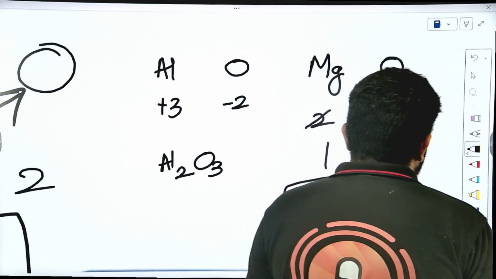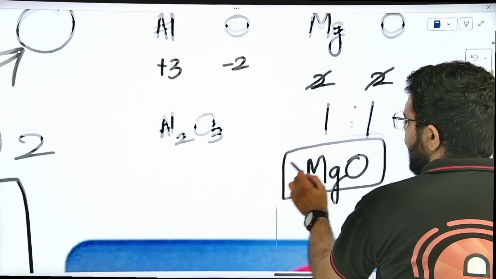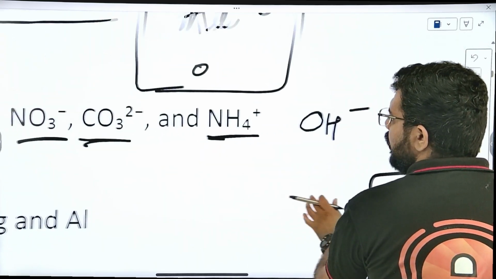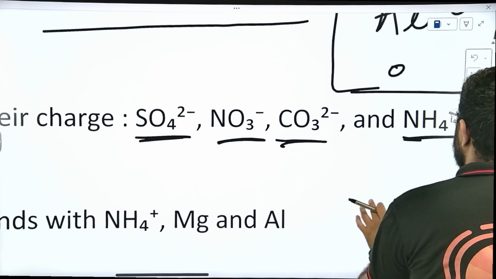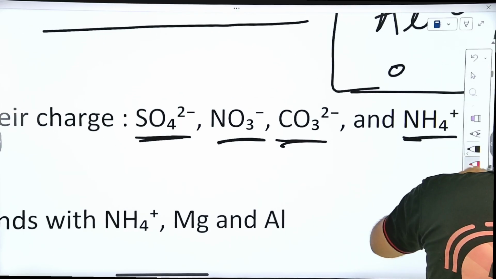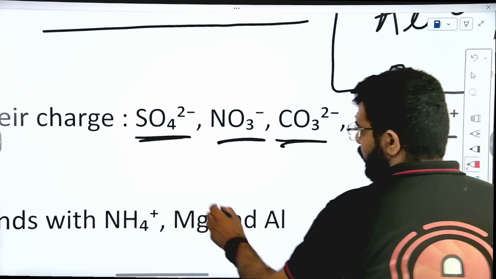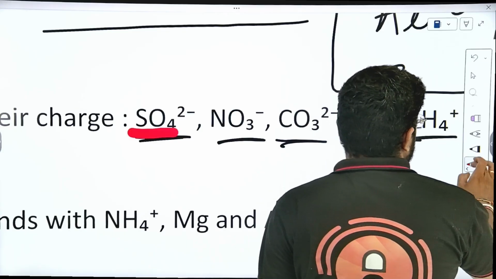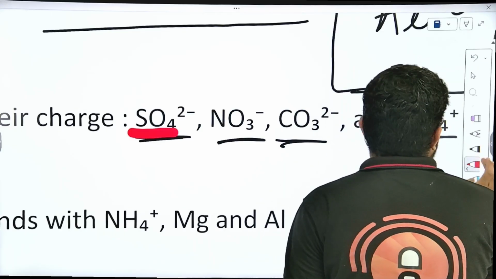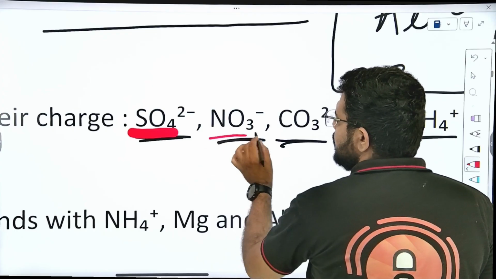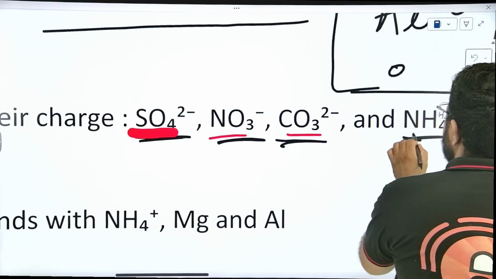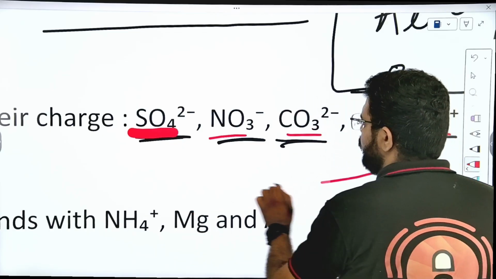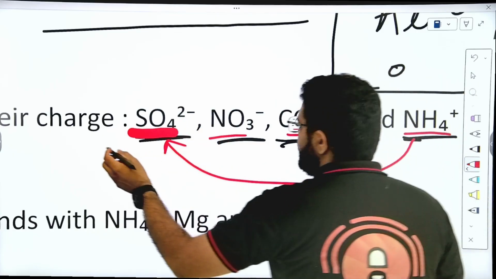Now let us use this method and make formulas for a lot of other known compounds, right? What are we trying to discuss? We're trying to discuss formulas for, let's say, SO4, just a second guys. Okay, so we have SO4 2 minus, NO3 minus, CO3 2 minus, and NH4 plus. Let's combine NH4 with all of them so you can understand it very clearly.